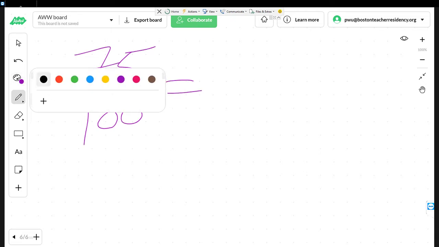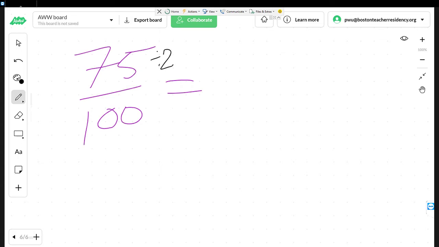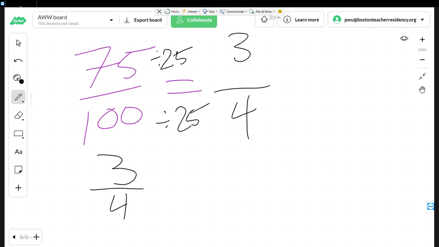Let's think about money. So what can we divide by? Thinking about money, 75 cents is 3/4. Quarters are worth 25 cents. We know 25 goes into 75. 100 cents is 4/4, so we can also divide by 25 to get 3/4. So 75%, 75 out of 100, is 3/4. So we can rewrite our problem: 3/4 is equal to x out of 160.